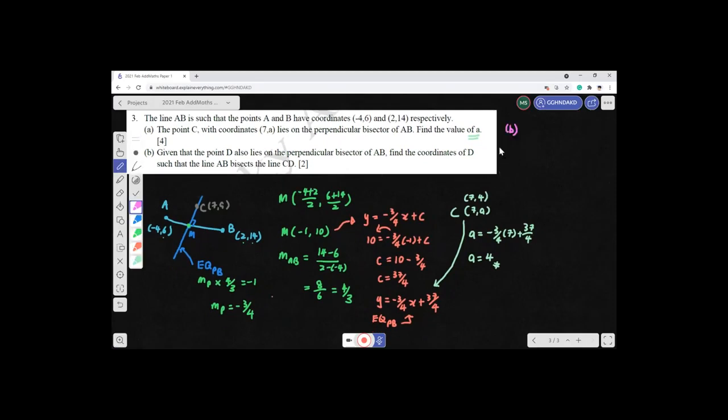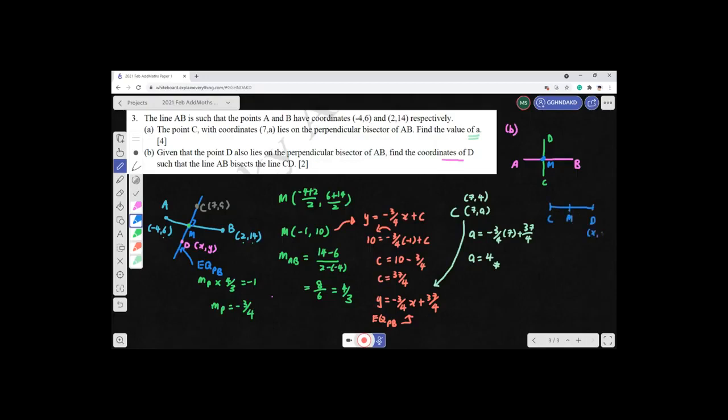Okay? Okay. So looking at part B here, given that the point D also lies on the perpendicular bisector of AB, meaning to say D is also here. Okay, but you do not know what D is. They want you to find the coordinate D such that AB bisects the line CD. So meaning to say if I have AB just now like this, my CD would also be the same like this. And they both bisect. What does bisect mean? Bisect means they have the same midpoint. So meaning to say C to D, they have the same midpoint.